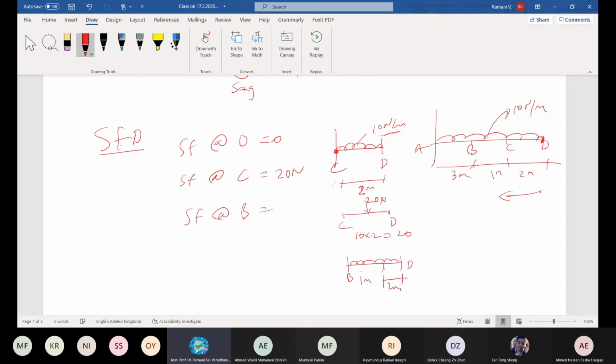And from D to B, in this case 10 Newton per meter. So convert this 10 into, total length is 3 meter. So it will be 30 newtons. This is Newton per meter, right? 10 Newton per meter times 3 will be 30 newtons. So at B, it will be a total of 30 newtons acting.